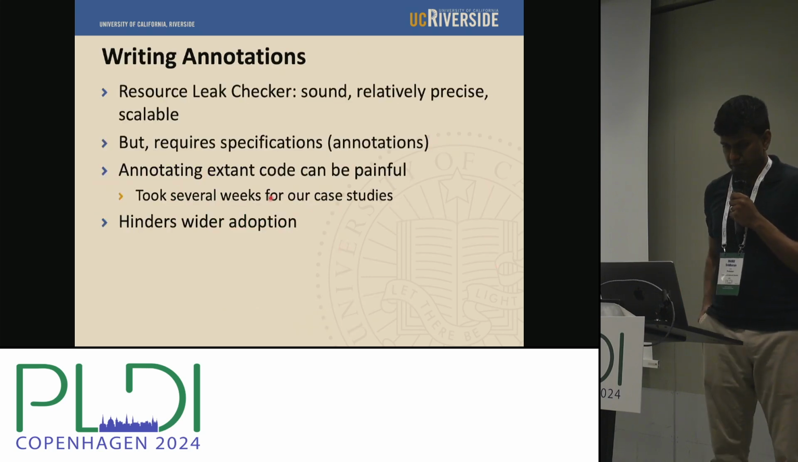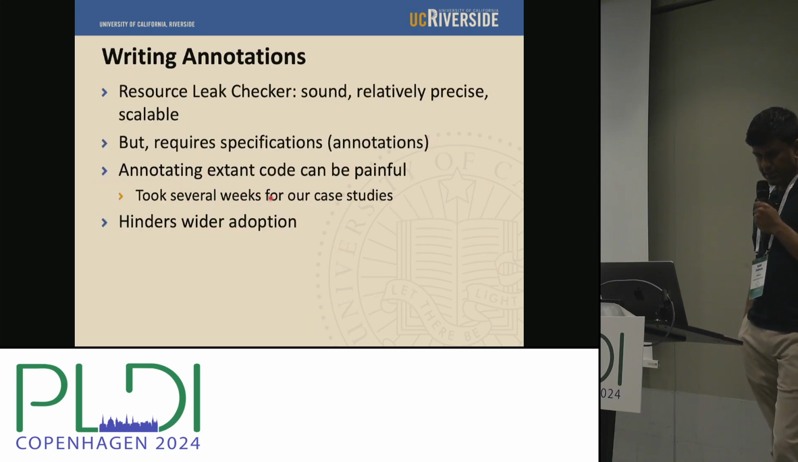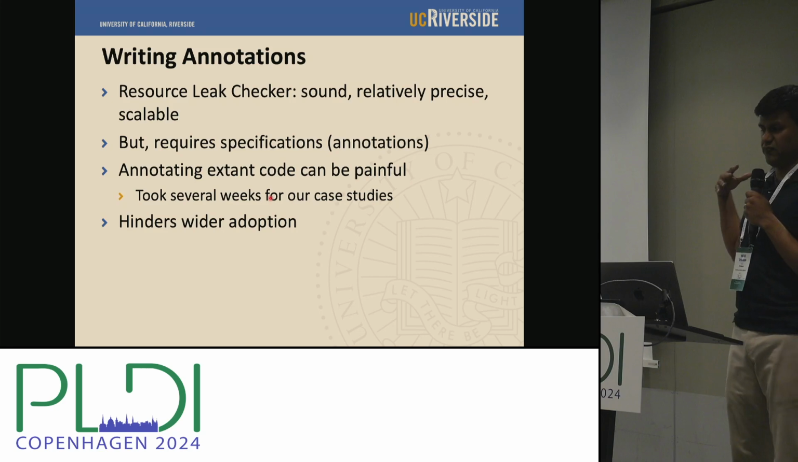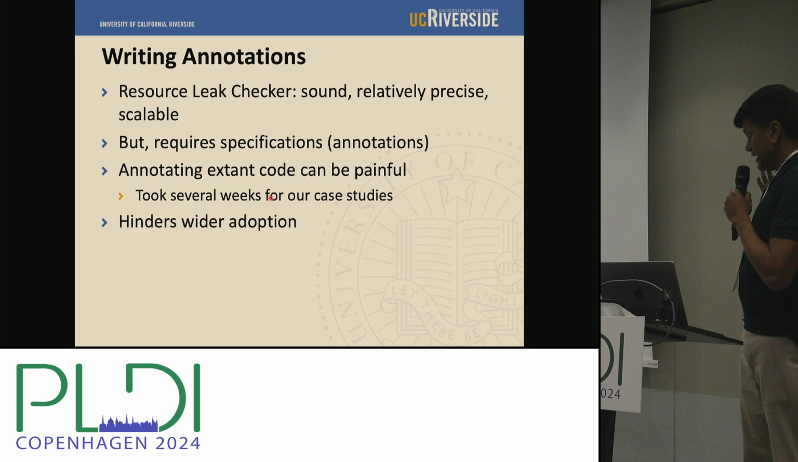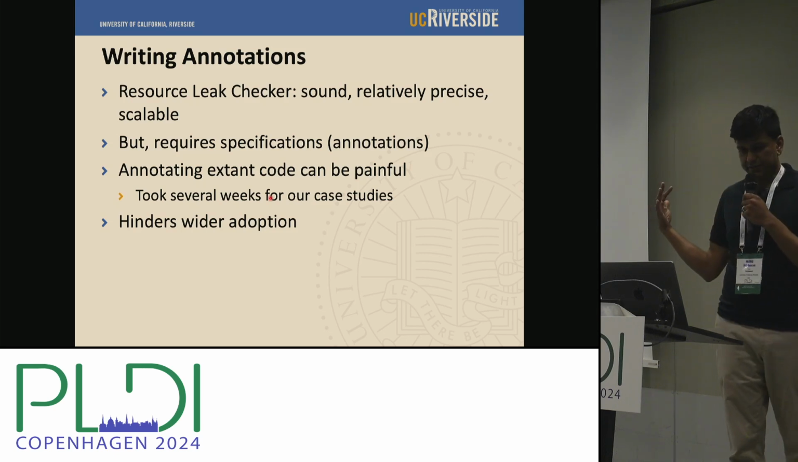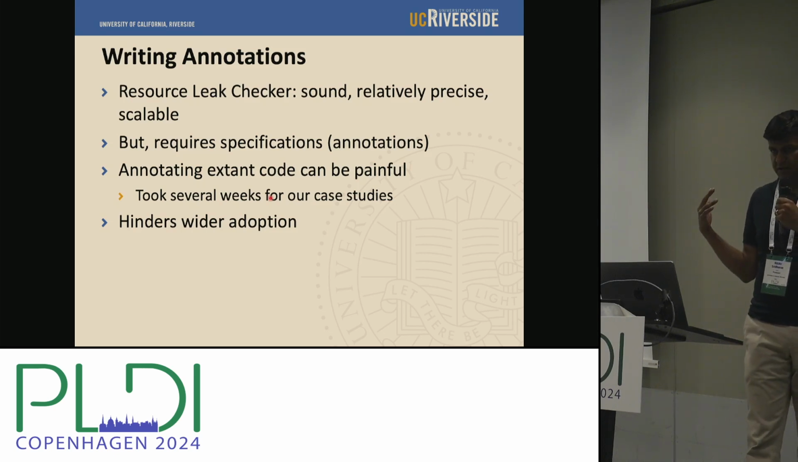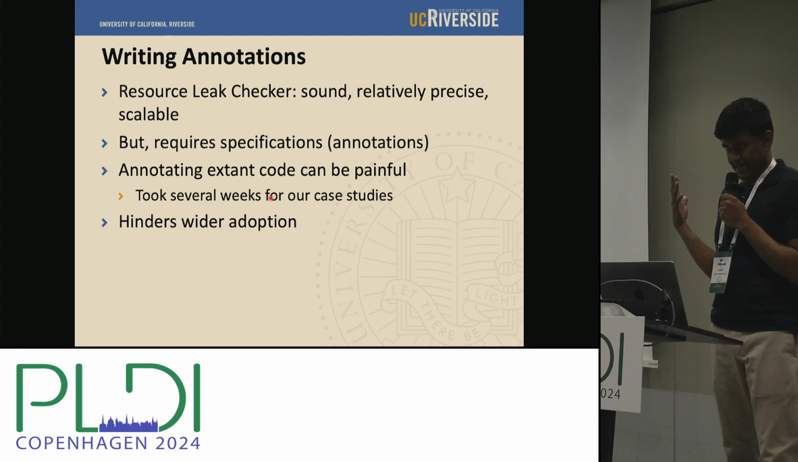Right. So we built this checker: sound, modular, finding implementation bugs. I would argue relatively precise, in that we're matching the precision of Eclipse's high confidence mode, particularly given that we're also trying to be sound. And scalability is good, but there's still one problem, right? Which is that we rely on these annotations.